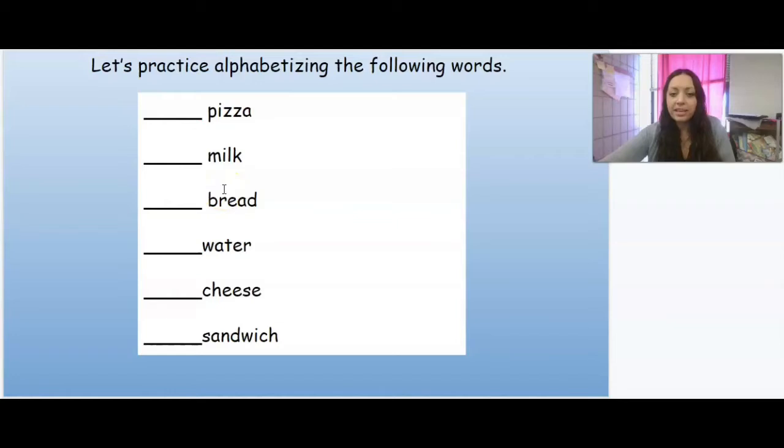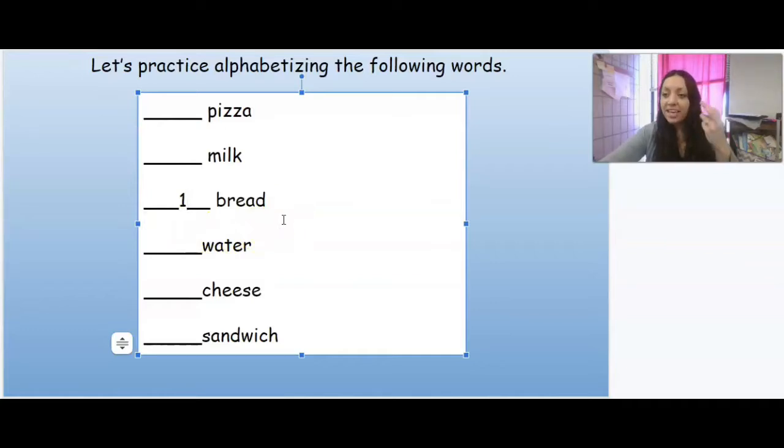Okay, so when we start at A, do I have any words here that start with A? No. What about B? I do. I have this word right here, bread. Bread. So bread is going to be our first word in ABC order. So A, B, C. Do I have any words that start with C? Yes, look down here. Digraph CH, cheese. Cheese. Very good. So far I have bread and cheese.